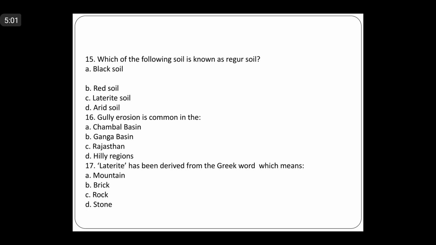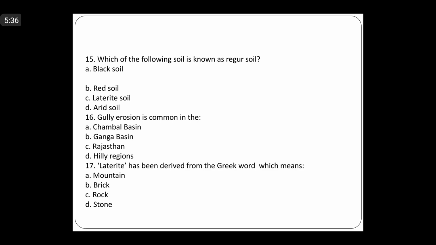Why Chambal Basin? Because of gullies. This is what you can see in the Chambal areas: deep ravines and deep cuts on the surface of the earth, and badland topography. You can see badlands have developed after gully erosion in the Chambal Basin, and ravines are also developed in the western part of Madhya Pradesh and eastern part of Rajasthan. So your answer is Chambal Basin.